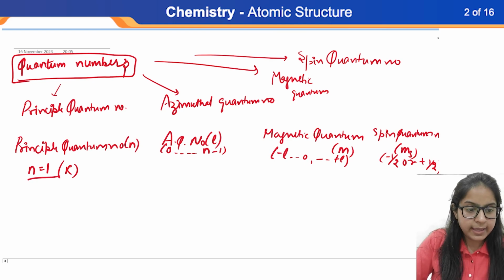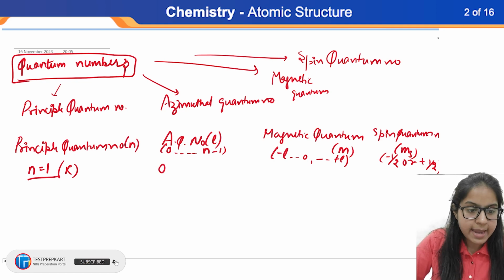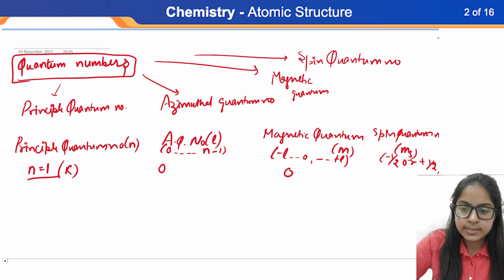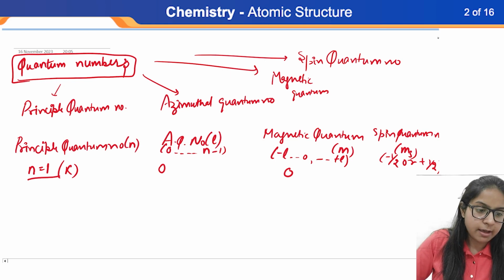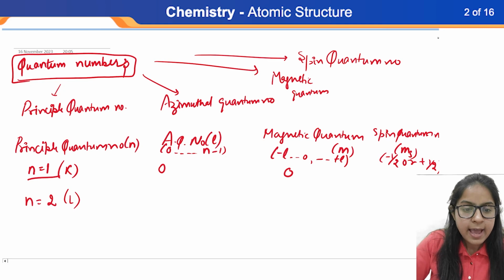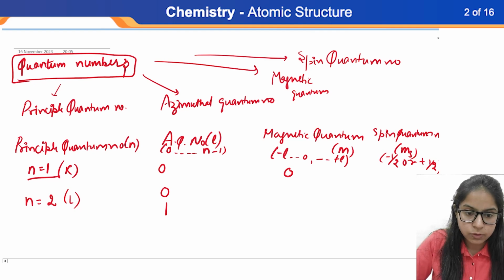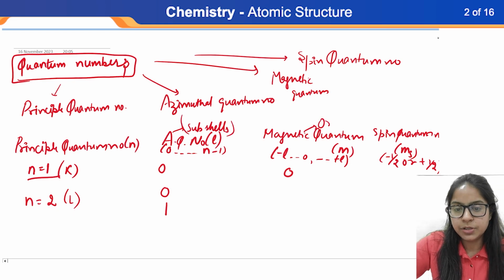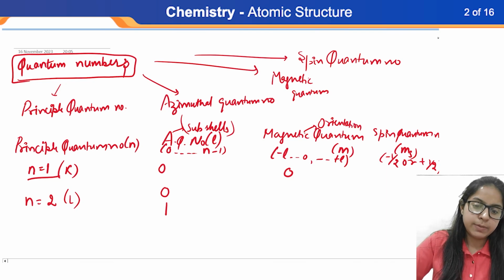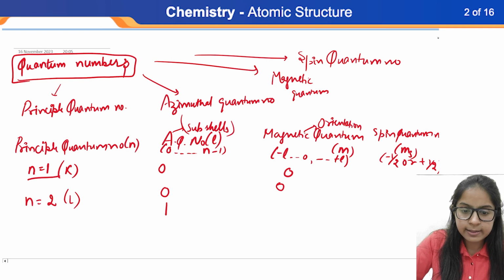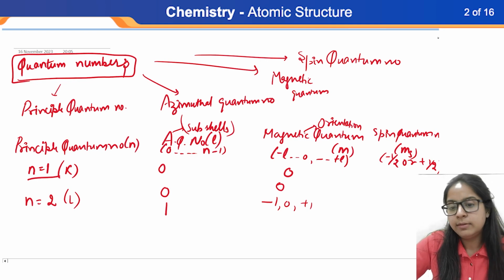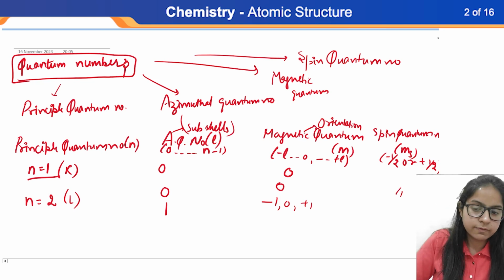So suppose n is equal to 1, K. For K the azimuthal quantum number will be 0, because n minus 1, that is 1 minus 1, is 0. For that, the magnetic quantum number is 0, and the spin can be minus half and plus half. If n is equal to 2, the azimuthal quantum number will be 0 and 1, because 2 minus 1 is 1. So these are the two subshells. This denotes the subshells, and the magnetic quantum number is the orientation of orbitals in space. It will be 0 for the first one, and -1, 0, +1 for the second, from minus l to plus l with a gap of 1. But the electrons in the orbitals always have spin of -1/2 and +1/2.